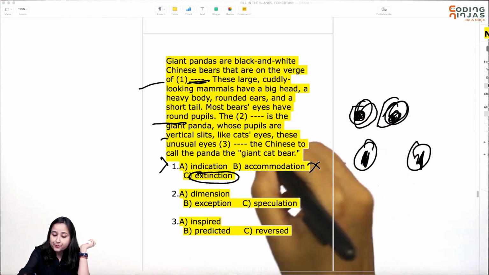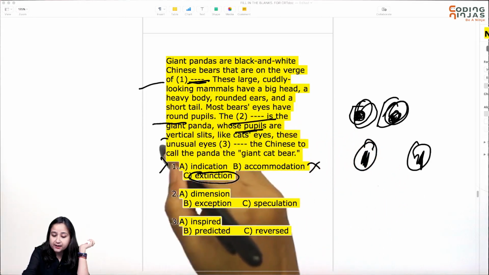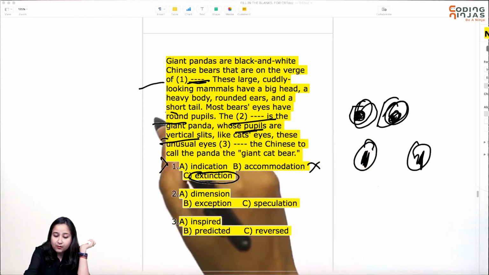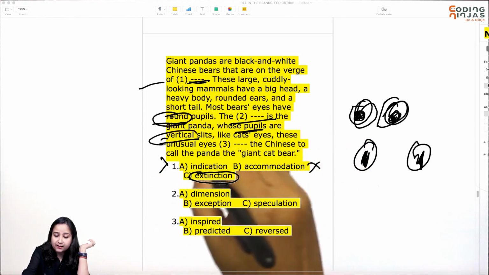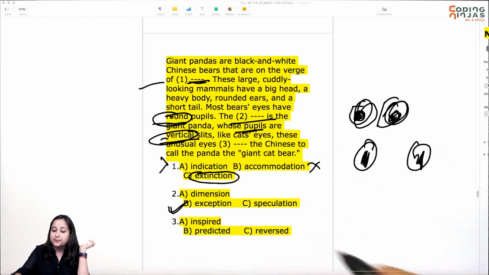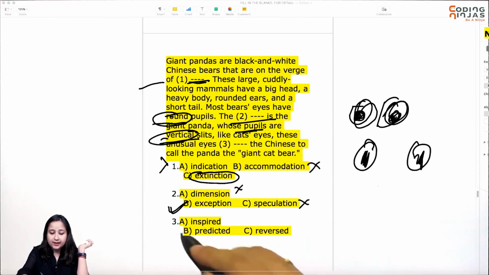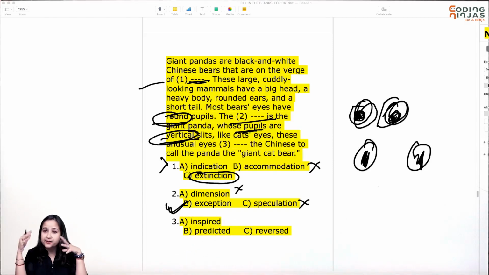So, it is an exception, right? The giant panda, his eyes are vertical. The others have round eyes. This guy has vertical looking eyes. So, exception. The exception is the giant panda. Dimension and speculation, when you are guessing, this is not correct. So the exception is the giant panda whose eyes are different.